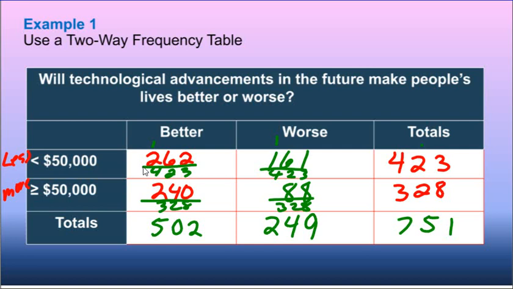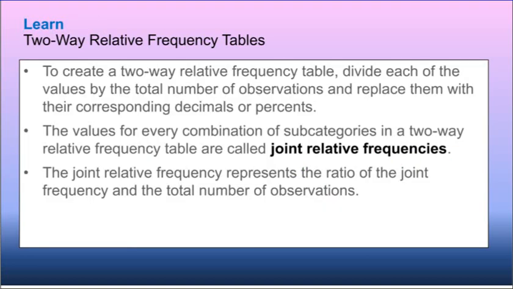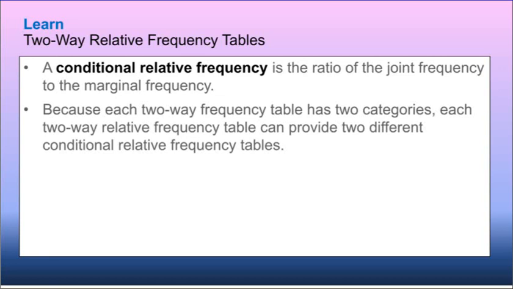That's what they mean when they say divide each of the values by the total number of observations and replace them with the corresponding decimals or percents. The values for every combination of subcategories in a two-way relative frequency table are called joint relative frequencies. So what I was doing just previously with putting those fractions in there was finding the joint relative frequency. The joint relative frequency represents the ratio of the joint frequency and the total number of observations. Now I realize there are a lot of vocabulary words in here. The main thing is, how do you know how to find the different kinds of frequencies that they're asking? And conditional relative frequency.